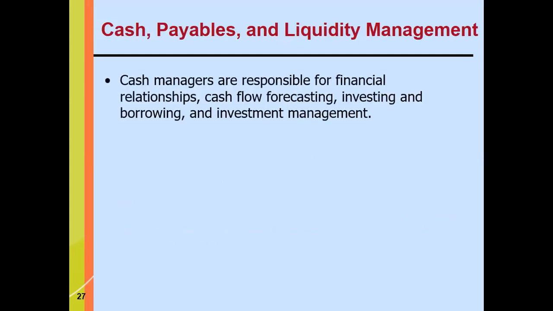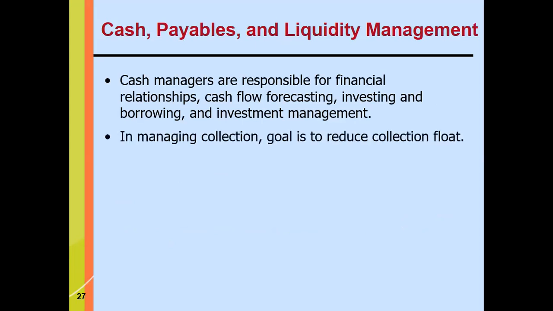All right. So to summarize the discussions, cash managers are responsible for the following items: financial relationships, the forecasting of cash flows, invest or borrow, and the management of any investments, short term normally. In managing collection, the goal is to reduce collection float. We need to be able to minimize the float as much as possible so that, of course, we can have a shorter average collection period.